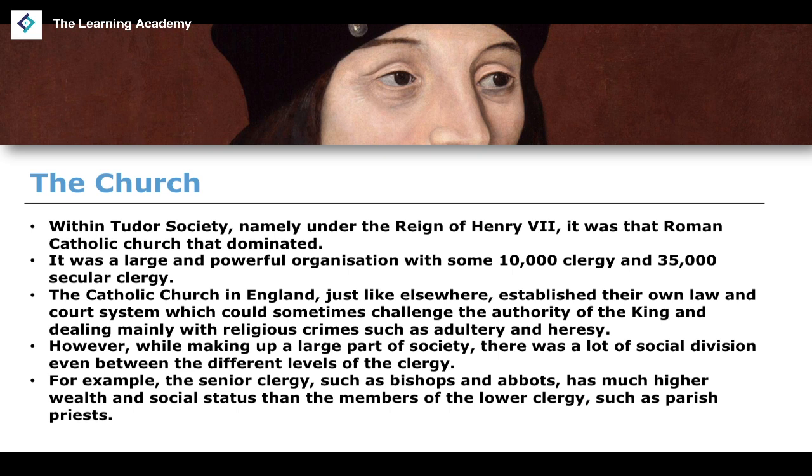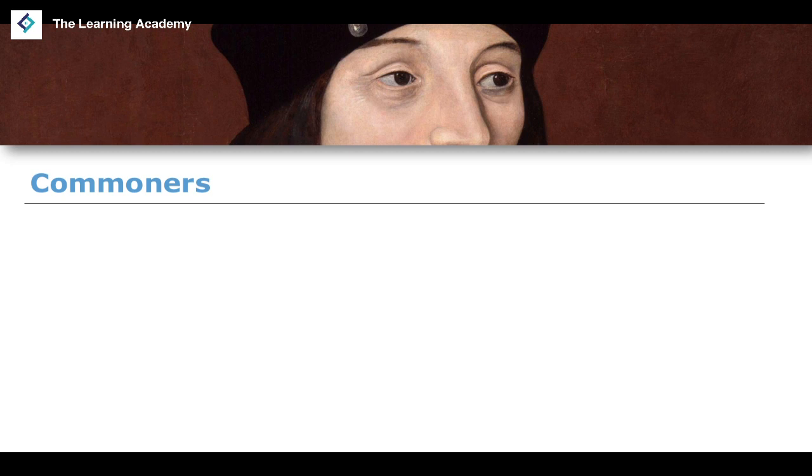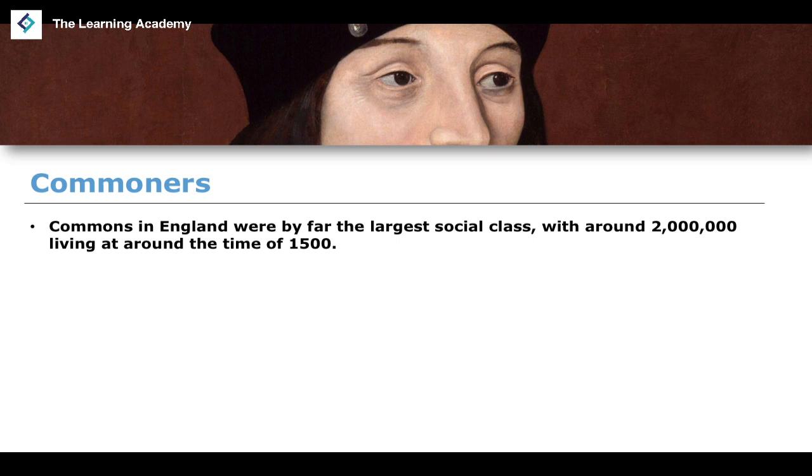So we can see that even within this particular area within society, the religious aspect and the church system that existed, there is a significant amount of division between the higher wealth people such as bishops and abbots, and then the quite lower wealth and lower prestige and lower power of people like parish priests. And this does tie nicely into the next section, which is that of commoners. Now, commoners in England were by far the largest social class. So this was effectively the significant majority of people who lived in English society.